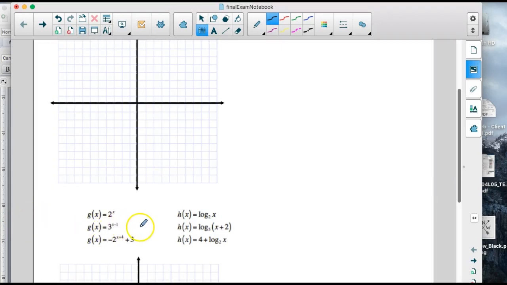for problem 1. Now 4 of them can be done at the same time because they all have the same bases to them. So these 4 right here, checked in red, we can graph at the same time based upon the same exponential function g of x equals 2 to the x.